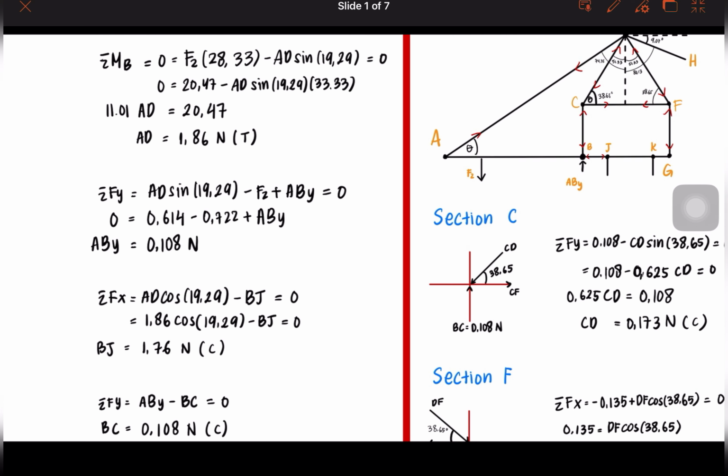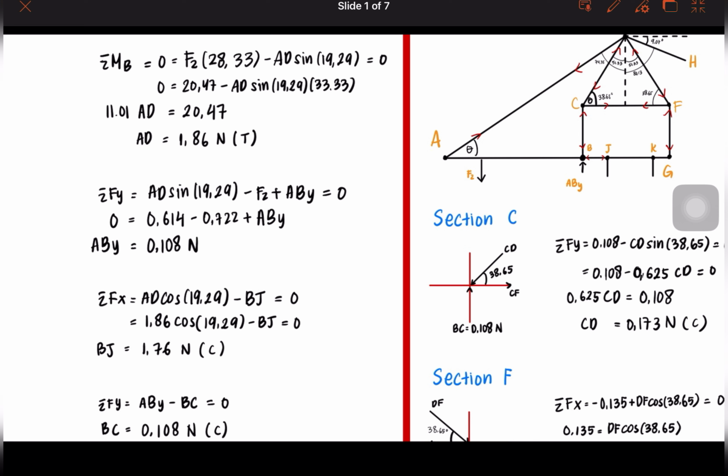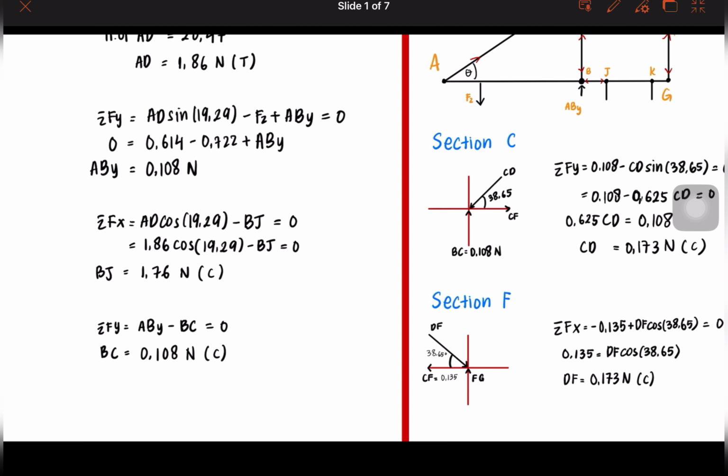Now, after we got the moment, we can find sigma Fy. Sigma Fy is AD sin the angle, which is 19.29, minus F2 since it's going downward, plus ABy. ABy means there's a reaction force going to the pin that will cancel out the member CB. So that's why we need to find the force ABy. And then we got ABy as 0.108 Newton.